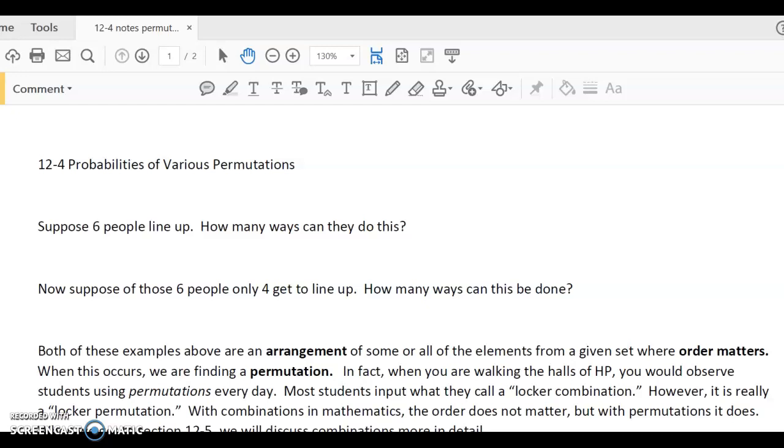Welcome to 12.4, Probabilities of Various Permutations. Suppose 6 people line up. How many ways can they do this?